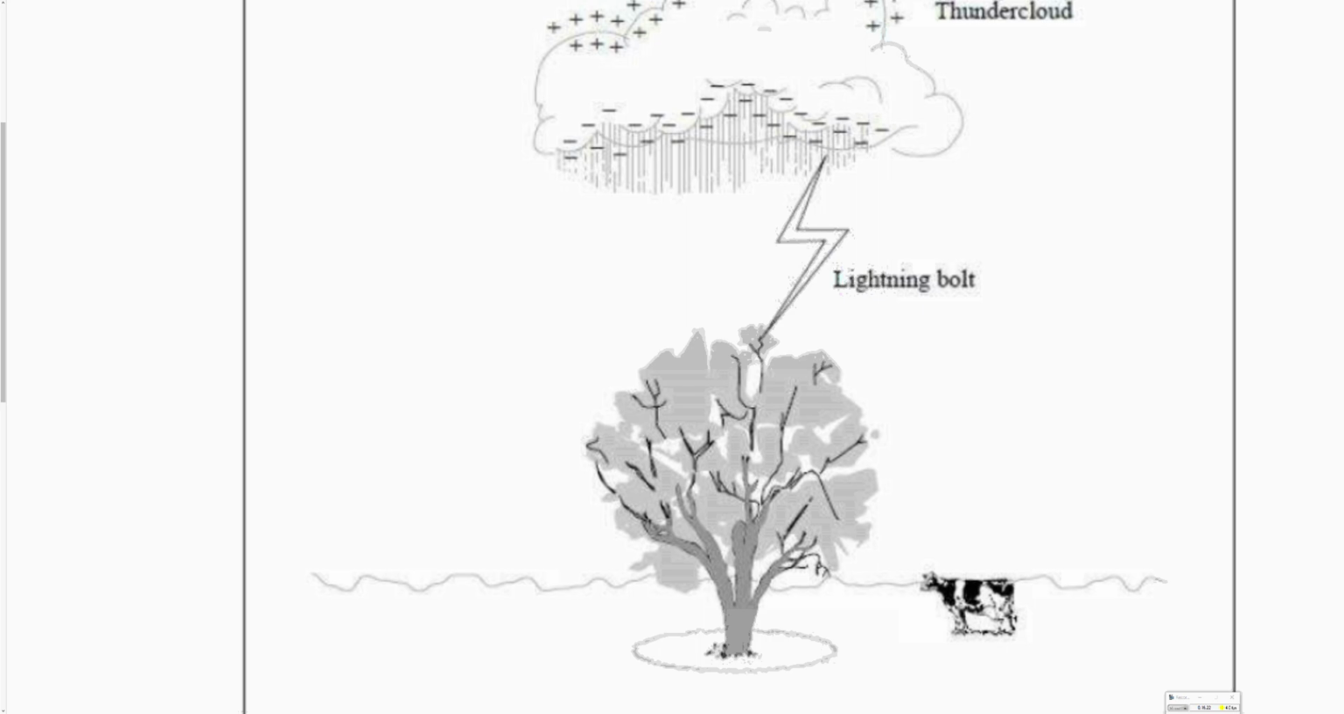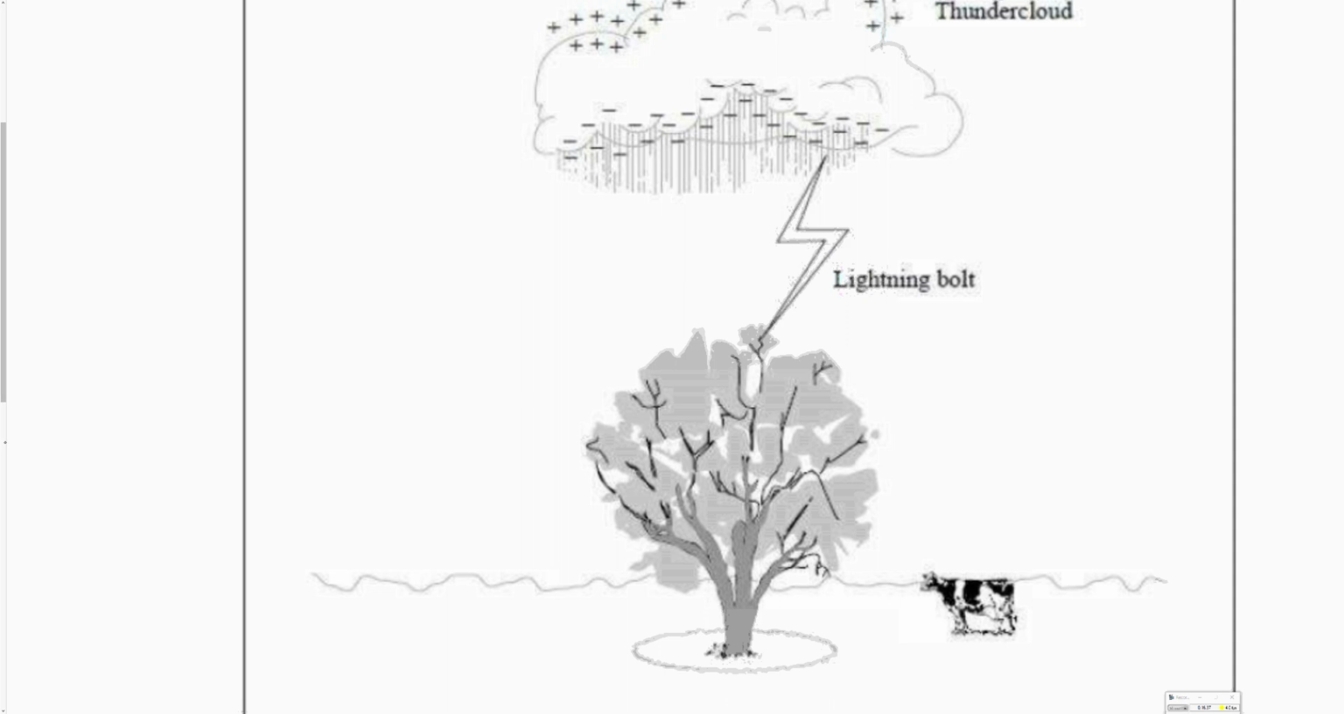Crouch down, make yourself as small as you can into a ball in a field. Don't stand under a tree. Cows were never known to be the smartest animals in the world, all right? Oh, look, there's lightning. Let's go hang out under the tree.